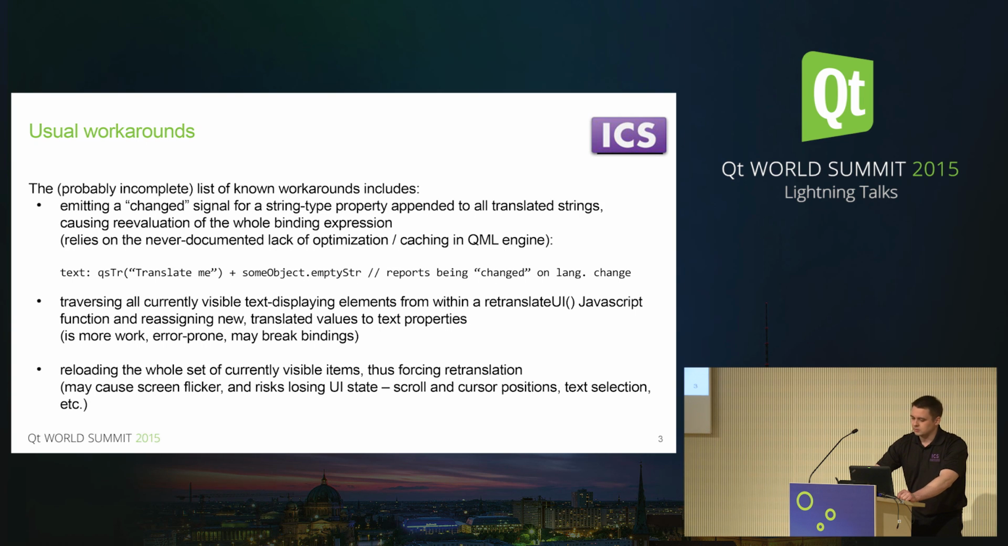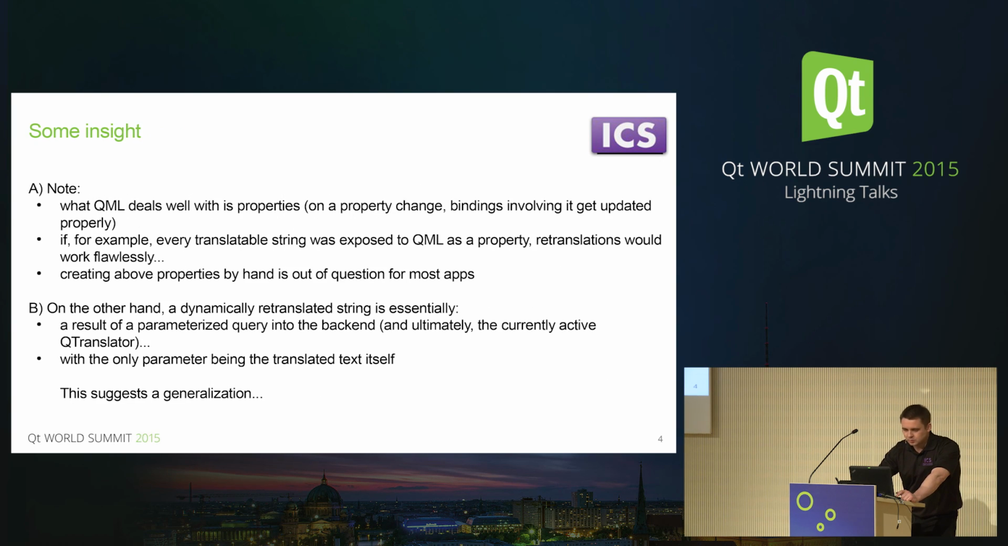Then there's kind of a brute force approach of reloading the whole set of currently visible items, which works, but you lose the text selection, right, scroll position, and such things, which essentially may force you to introduce things like a view model for the only purpose of keeping those things intact when the UI goes back, right? Then, okay, let's see what we can do here.